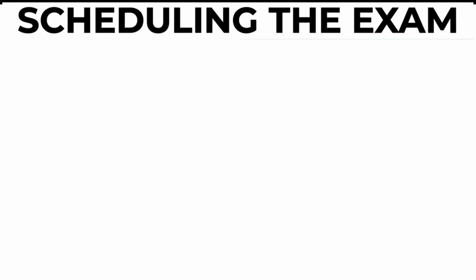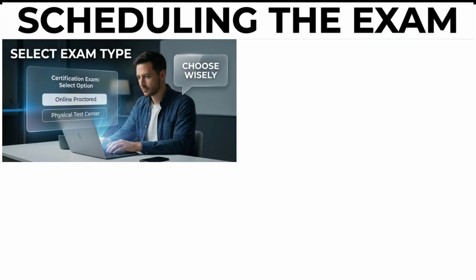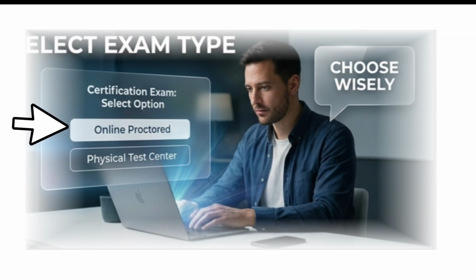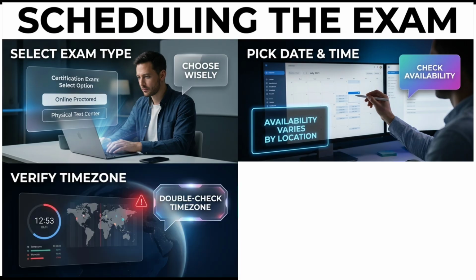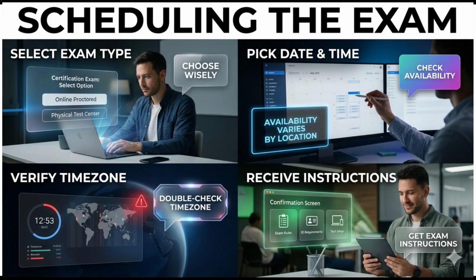Next is scheduling the exam. So inside the dashboard, users select their certification exam and choose either online proctored testing or a physical test center. Available dates and times may vary depending on your location and exam provider. Always double check the time zone before confirming your booking. Then, after scheduling, users receive exam instructions and technical requirements.